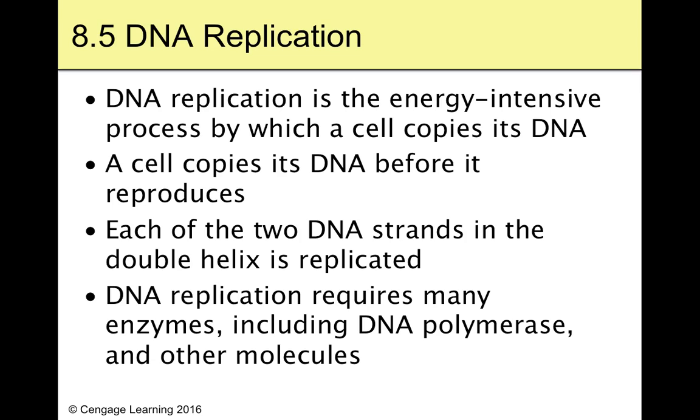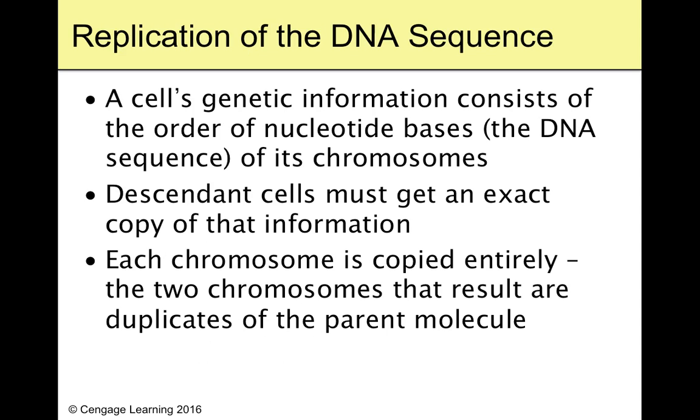So a cell's going to copy all of its DNA before it reproduces, and each of the two strands in the DNA double helix is replicated. We call this semi-conservative replication. DNA replication requires a lot of enzymes, like I mentioned before, including the heavy hitter DNA polymerase. It gets a lot of the attention because he's the one who actually attaches so many nitrogenous bases. But there are a lot of others that I want you to know.